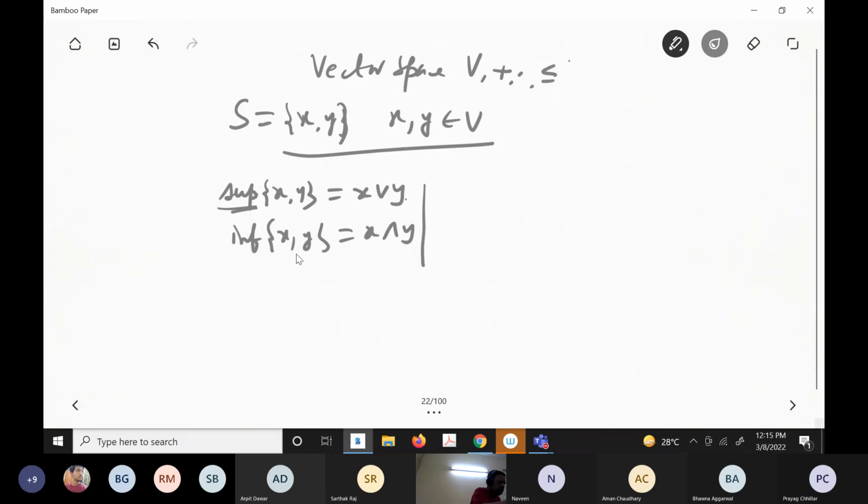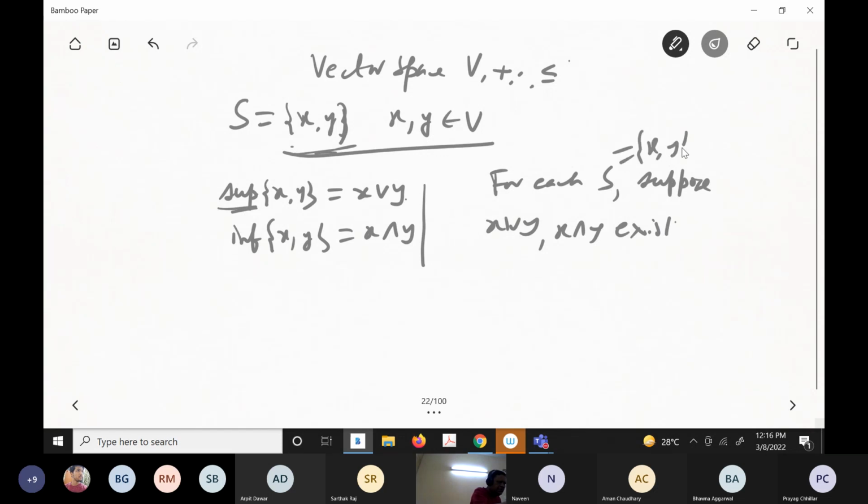Now suppose for each pair of elements in V, the supremum and infimum exist. That is, given any pair of elements, supremum and infimum always exist. Then V is called a vector lattice.